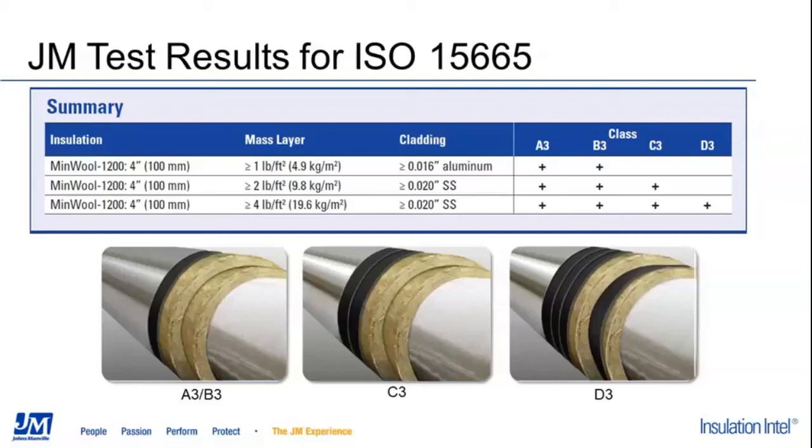And then our D3 system on the bottom right, a little more complicated configuration, adds a 1 pound mass-loaded vinyl in between the first and second layers of the 2-inch mineral wool, as well as a third layer of mass-loaded vinyl between the outer layer of mineral wool and the metal jacketing. And that configuration does meet the requirements of all 4 classes. I will note also, or you can note on the chart, that with the C3 and D3 systems, we do upgrade to a 0.020 stainless steel to get the mass that's required for the performance levels, the insertion loss levels that the standard defines.